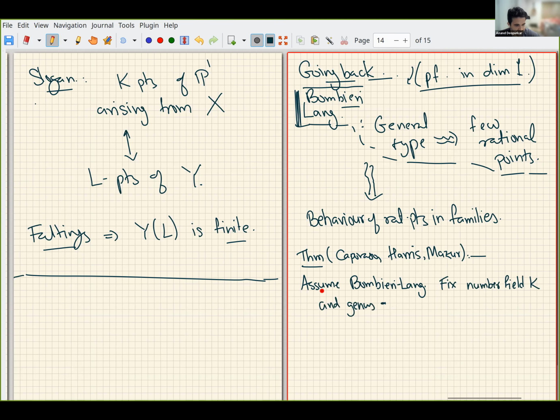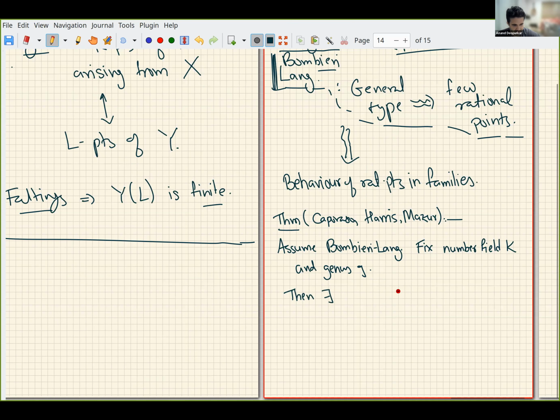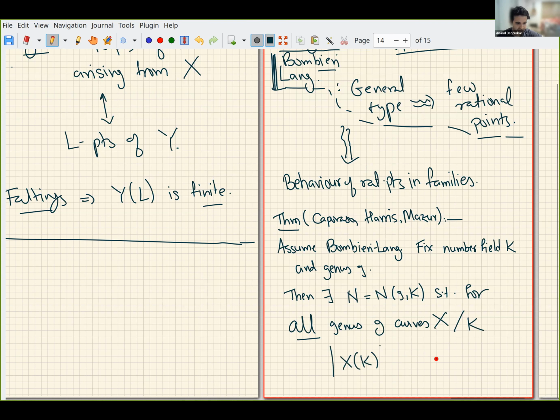Then there exists a constant, let's say n, which is a function of G and K, so the genus and the number field, such that for all genus G curves x defined over K, the number of K-rational points of x is less than n.